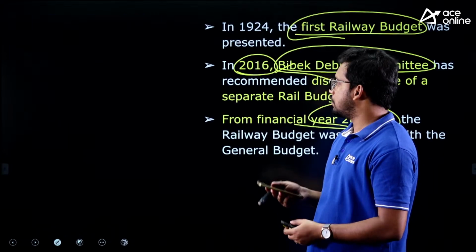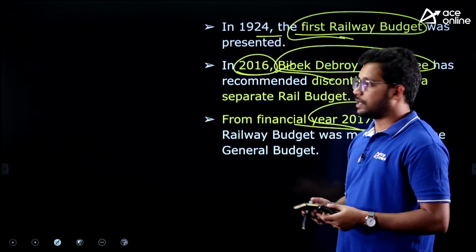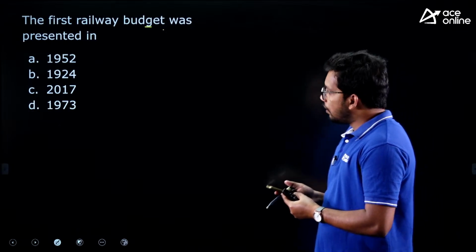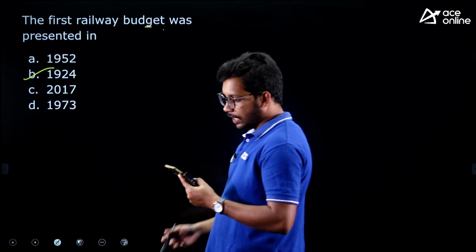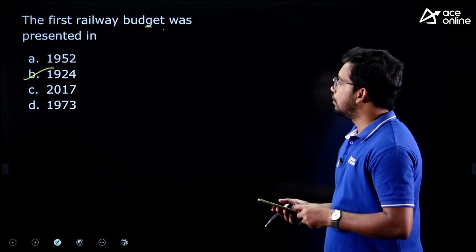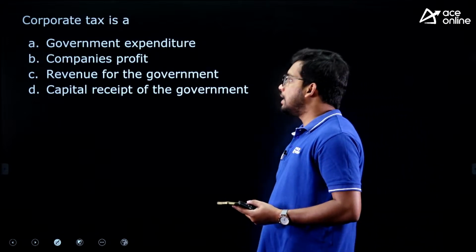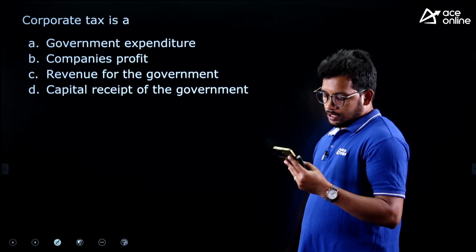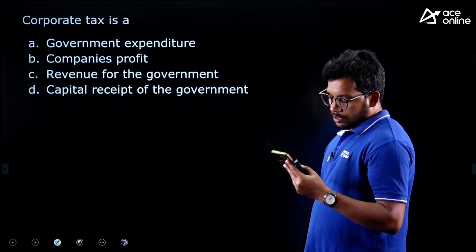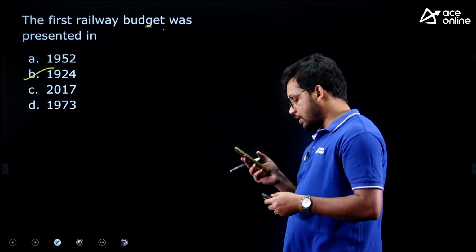We just discussed: in 1924, the first railway budget was presented. Right, Jahnavi, you are correct. So the answer is B, 1924. Next question, corporate tax is a... What is the corporate tax? Chakradhar and Jahnavi have answered it correctly.